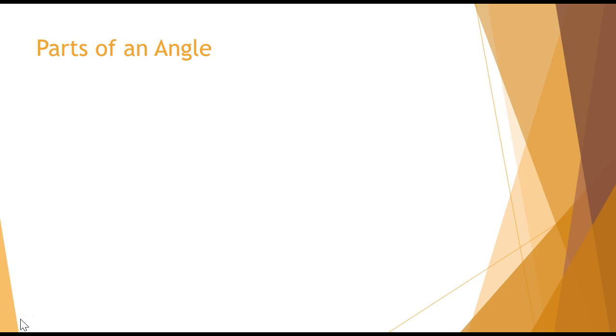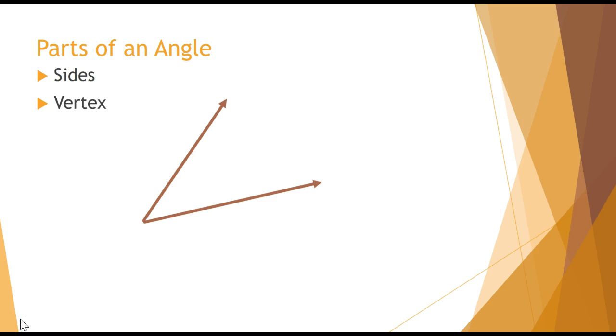Let's start by talking about the parts of the angle. Most recognizably, we look for the sides of the angle, and the sides are made up of two rays. Then we have the vertex of the angle. The vertex of the angle is where those two rays intersect. So let's call this angle vertex V.